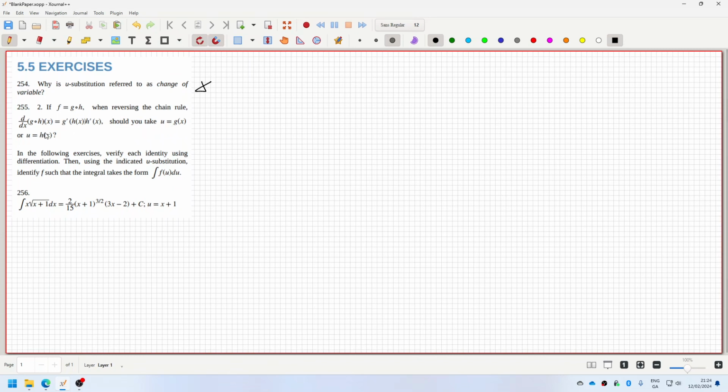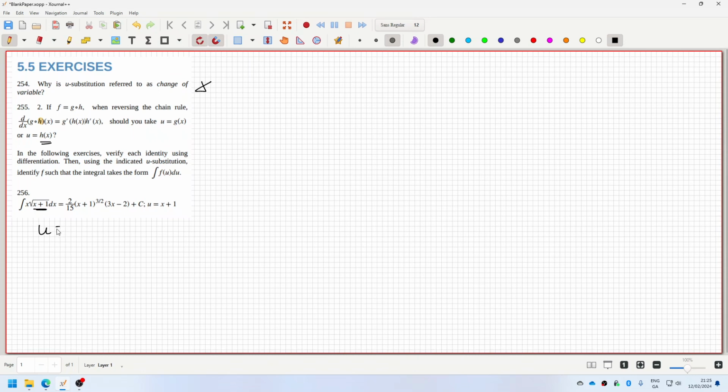or u as h? So usually I think you want to go with the h. You kind of want to go with what's like the inner, the inside part. So that would be the h. So for example here, I would choose the u to be this part here in 256. So let's test it out.